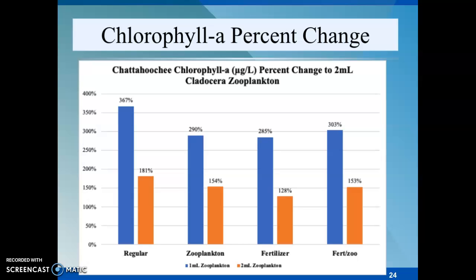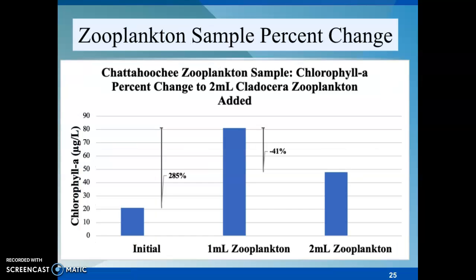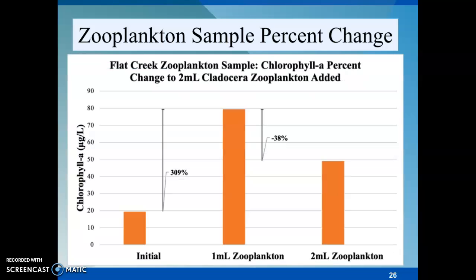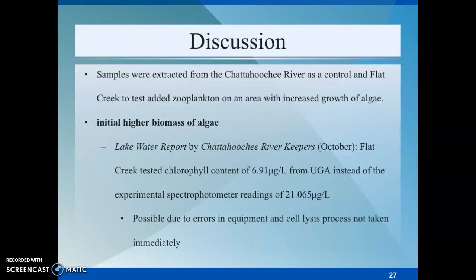Comparing the river with a lower amount of algae, after 1 milliliter of Cladocera zooplankton, the regular sample increased the greatest due to its regular concentration of phytoplankton. This was the percent change of the chlorophyll A in just the Cladocera zooplankton. And as seen in both the Chattahoochee and the Flat Creek, the chlorophyll A concentration increased in the end.